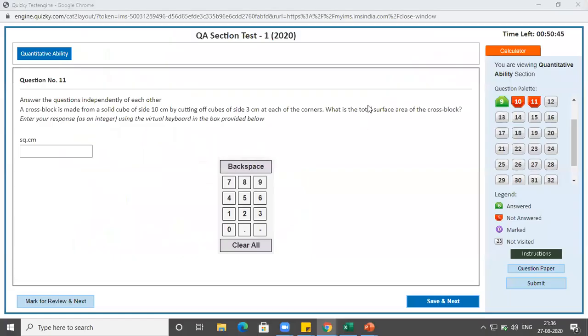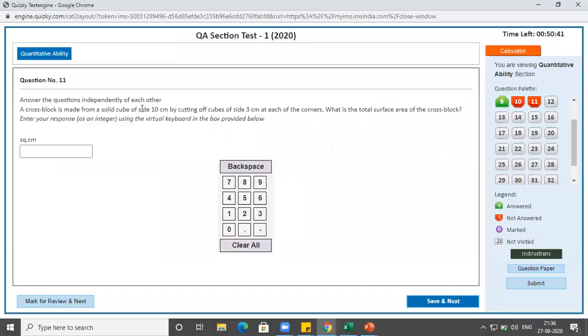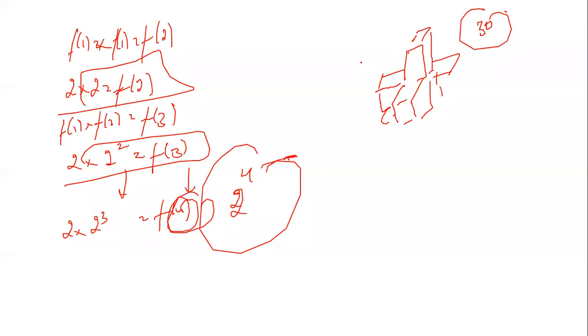Okay, आगे बढ़ते हैं. ऐसा कुछ दिखता है. एक बार guys Google कर लेना. 3D figure होती है. A cross block is made from a solid cube of side 10 centimeter by cutting off cubes of side 3 centimeter at each of the corners. Okay. ये cube निकाला है, 3 centimeter का निकाला है. Okay. So 3 के तो निकाल दिए.